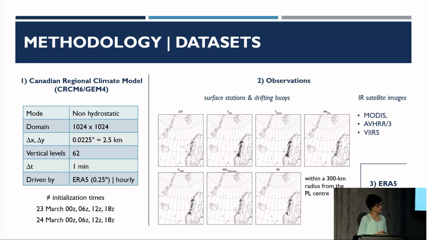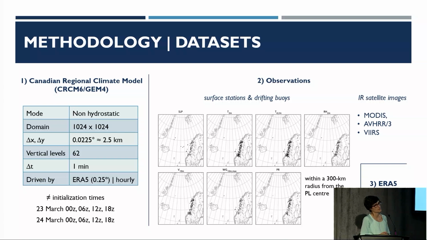And I also use observations for verification of the polar low. So I use surface stations and drifting buoy observations. You have the image there of the locations of the observations. And note that I only use observations within a 300-kilometer radius from the polar low center, because I calculated the size and it was around a diameter of 600 kilometers. And as you can see, most of the observations are on the coast, and I have observations of sea level pressure, temperature at 2 meters, dew point temperature at 2 meters, relative humidity at 2 meters, wind speed at 10 meters, wind gust at 10 meters, and 1-hour accumulated precipitation.